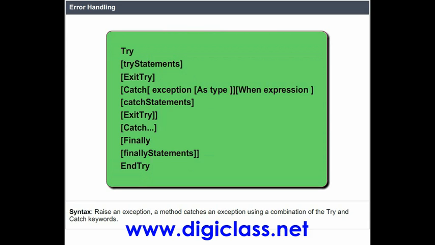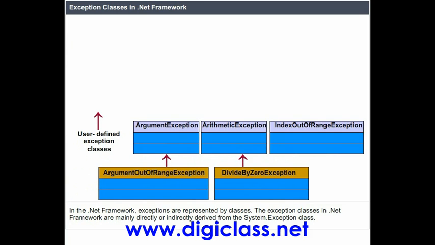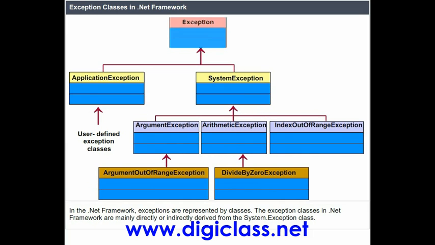Syntax. Raise an exception. A method catches an exception using a combination of the try and catch keywords. Exception classes in .NET Framework. In the .NET Framework, exceptions are represented by classes. The exception classes in the .NET Framework are mainly directly or indirectly derived from the System.Exception class.